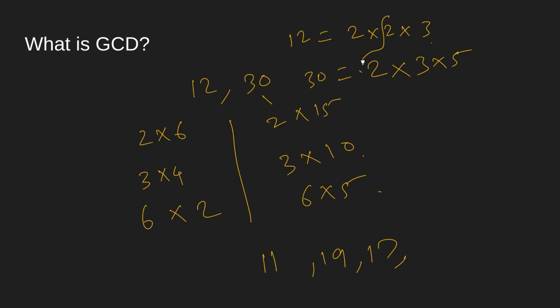So we just take the common factors out of them. If there are multiple 2's or multiple primes common, we can take them also. We take the multiple common factors between the two of them and multiply them together. So the common factor will be 2 times 3, which is 6.